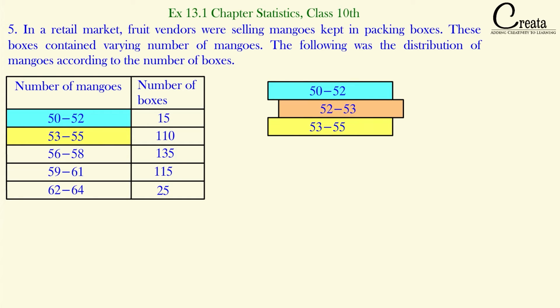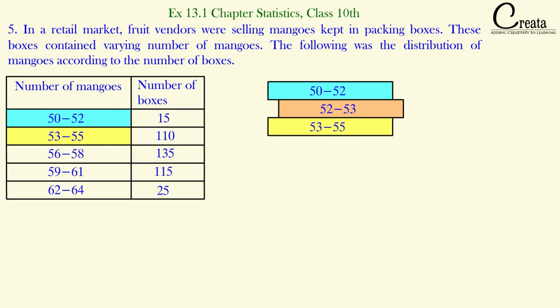If you have covered our theory lecture, in which I told you 50 to 52 means the range is from 50 to 52 and 52 is not included. 53 to 55 means it is from 53 to 55 and 55 is not included. The upper limit in statistics is not included in the range. The same concept we have covered in the theory part.